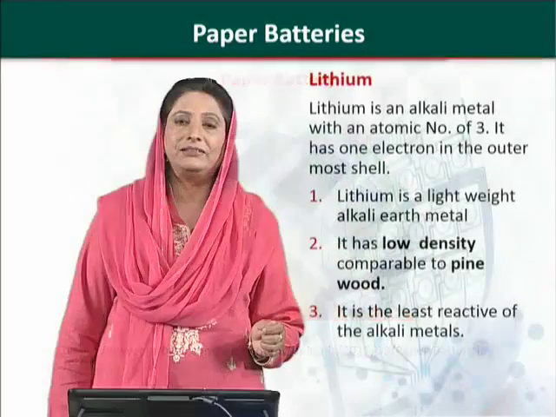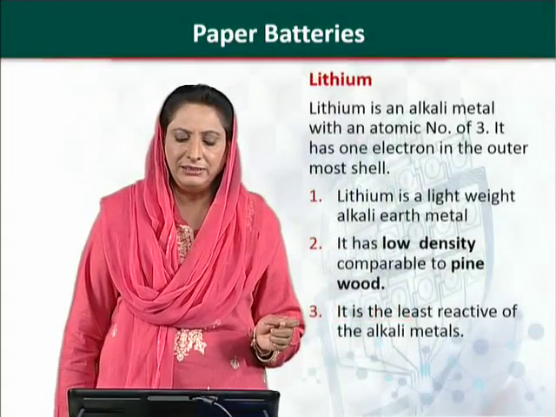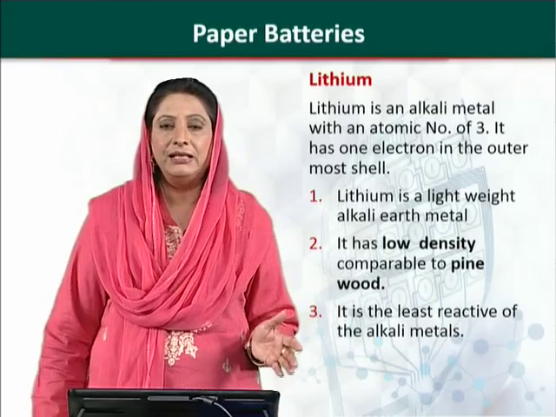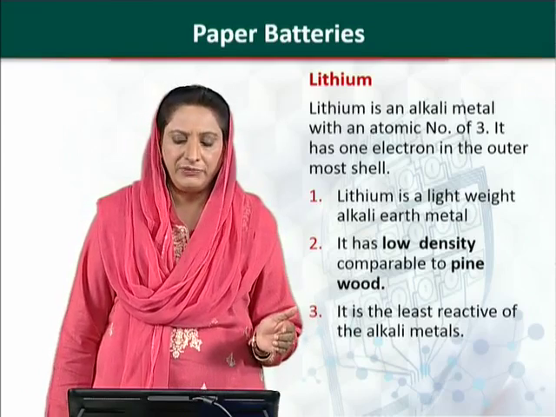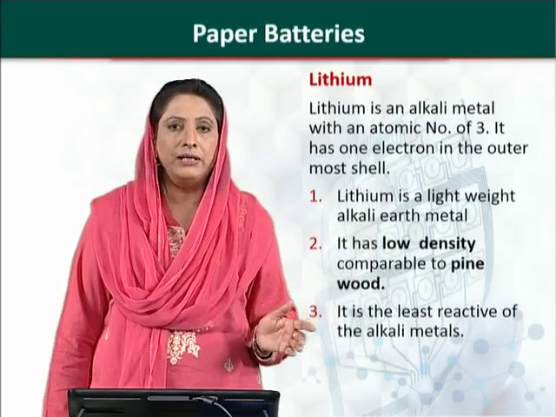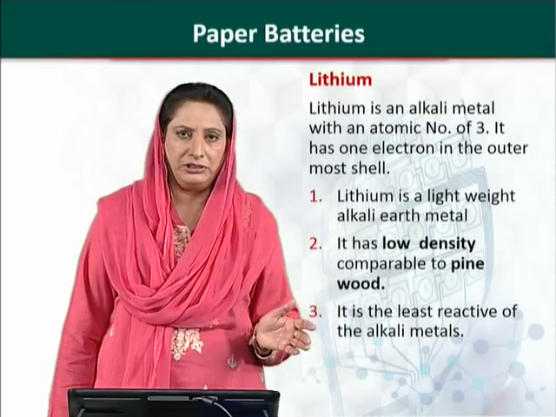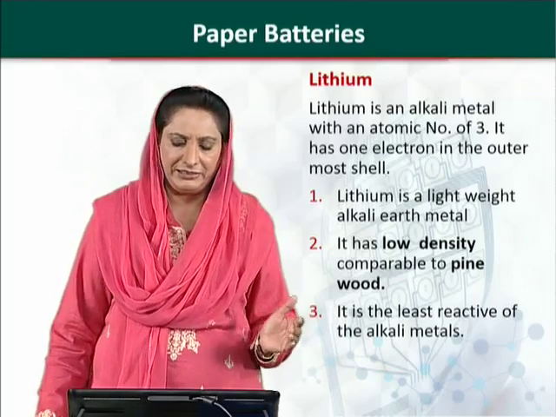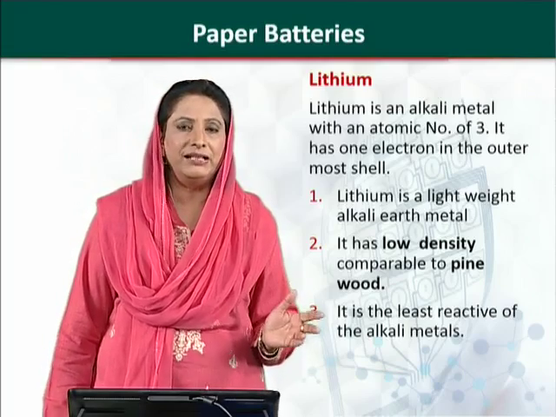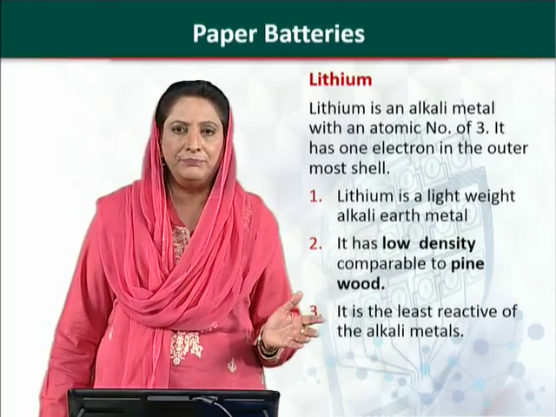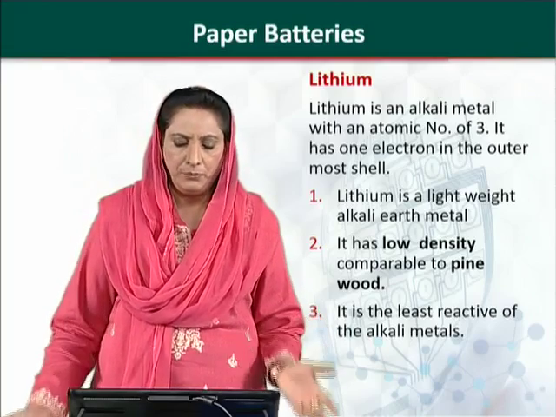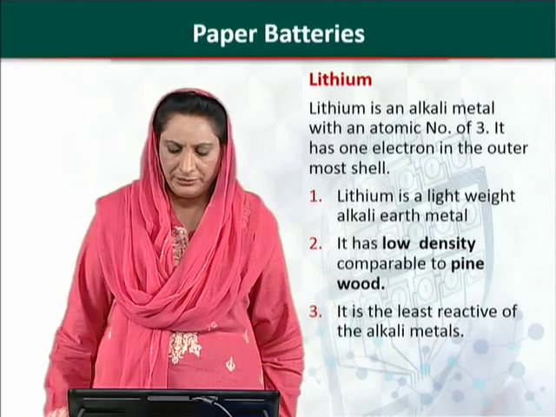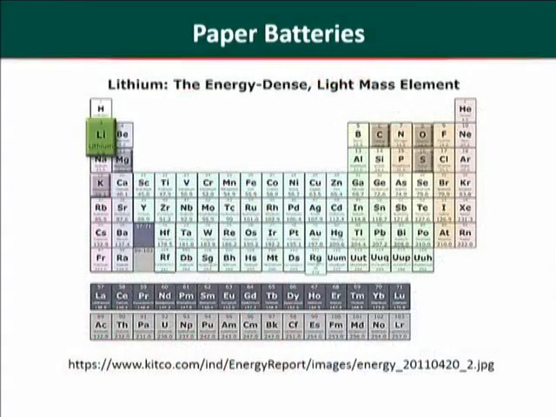So first we will discuss lithium. Lithium is an alkali metal. It has 3 electrons and it has 1 electron in its outermost shell. Lithium is an alkali metal, but this is the least reactive metal. It has low density and its density is comparable to pine wood. It is lightweight, and if you look at the periodic table, it just sits under the hydrogen.